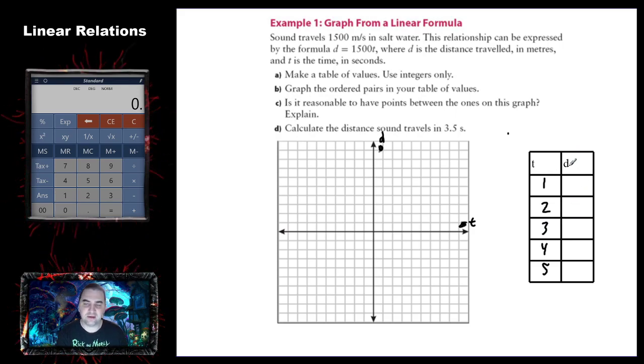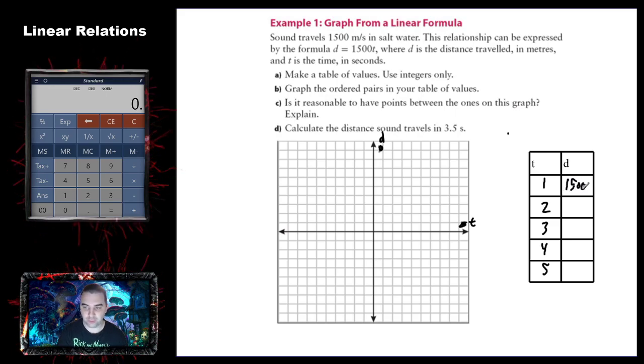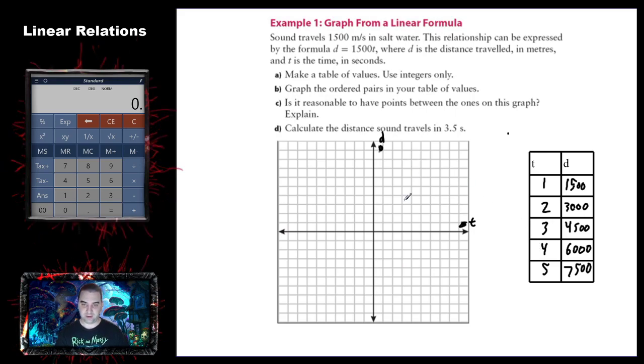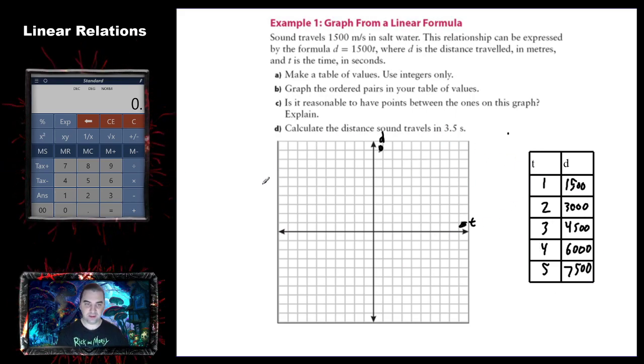So in 1 second, how many meters have been traveled by sound? Well, 1,500, because it's 1,500 meters per 1 second. So I can already just put that one in. And if it's 1,500 meters per second, then I just have to add another 1,500 to make it for 2 seconds. So that becomes 3,000. And then I can just continue on, 6,000 and 7,500.